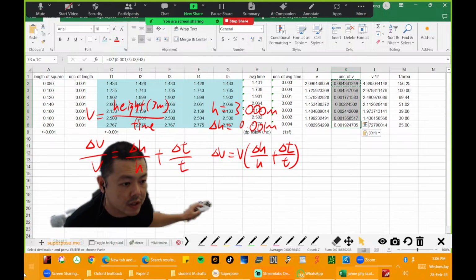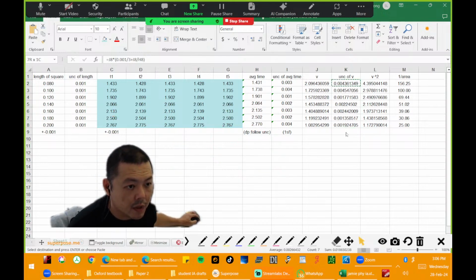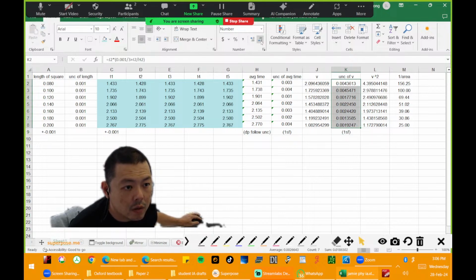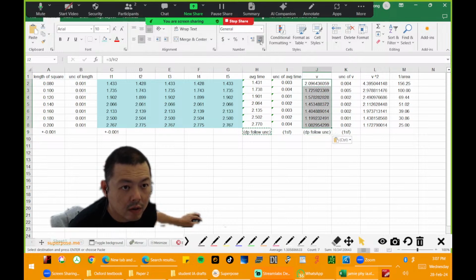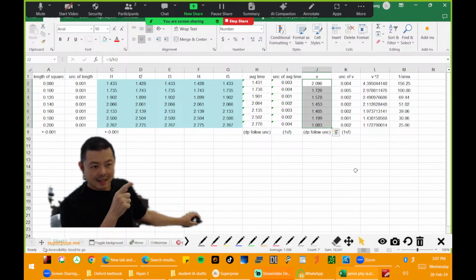All right, let's do a quick check. We need to round this off to 1 SF. So rounding it off to 1 SF. And all of them are all 3 dp, so my velocities are all rounded off to 3 dp, like this. You got that? Yeah, that's how it's done.